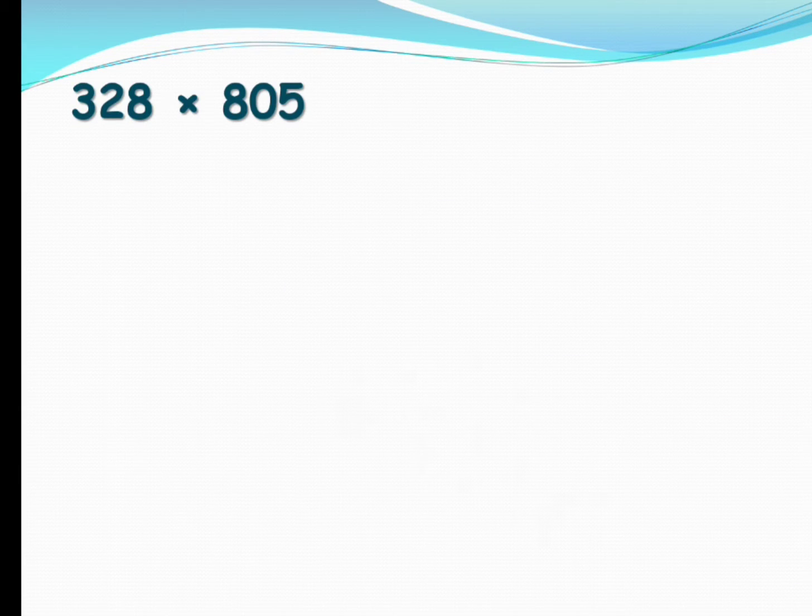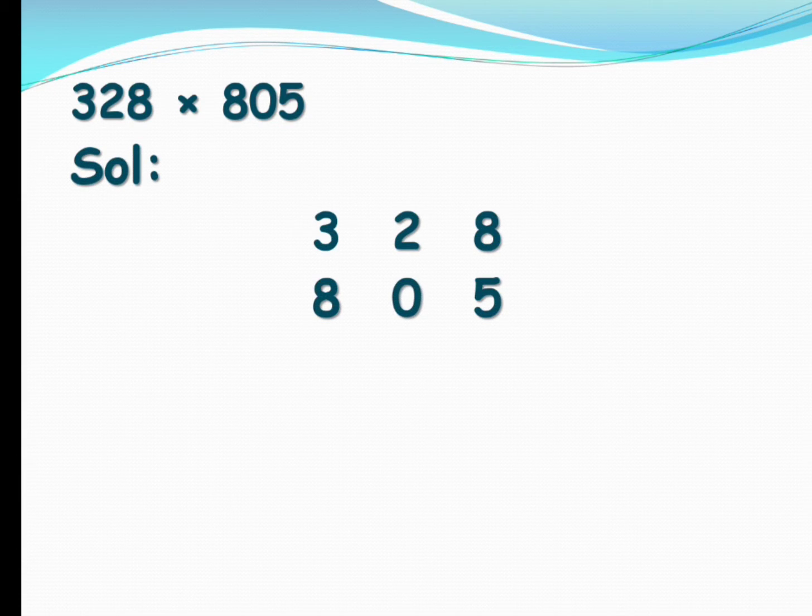So 328 into 805. You will write these numbers in columns, that is 328, 805. Now you will place the multiplication symbol. Always start from the ones place, isn't it, children? So 5 into 8. 5 eights are 40. So 0 you will write down and 4 you will carry.